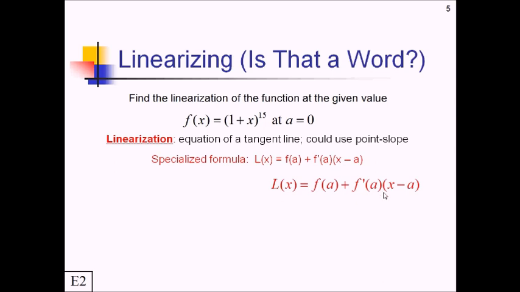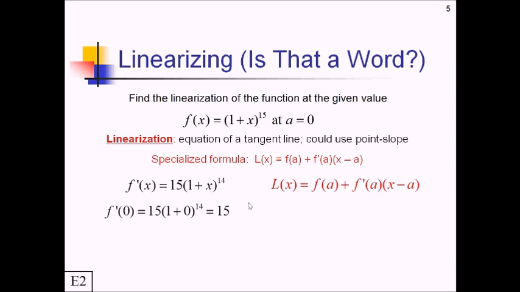Now to find these different things, let's start with f prime of a, the slope of the tangent line. First, we need to find just a formula for the slope of our function. So that would be 15 times the quantity 1 plus x to the 14th power. And then plugging in the x value 0, because that's where our tangent line is going through, we've got 15 times the quantity 1 plus 0 to the 14th. That's just 15 times 1, or 15.